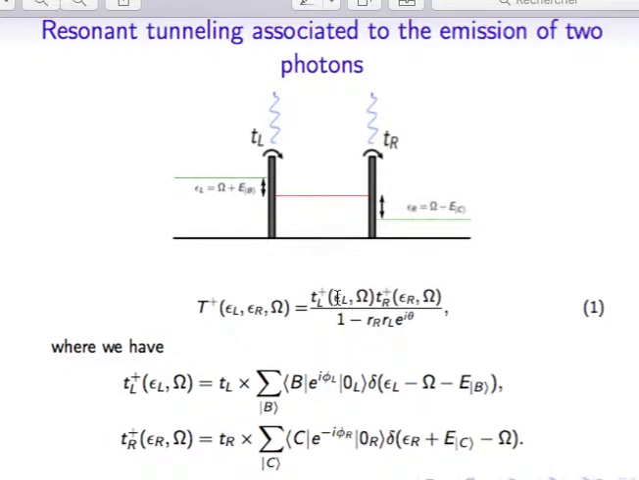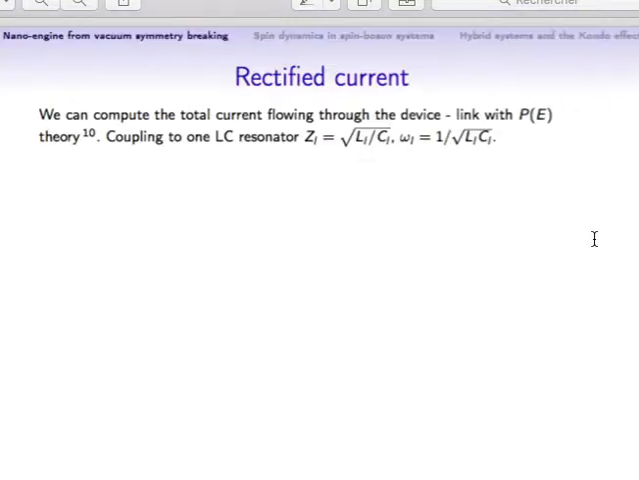which depends on epsilon L, epsilon R, and omega, the energy of the electron when it is between the two barriers. T L and T R plus are tunneling elements which are now dressed by the different photon emission processes. Integrating over epsilon L, epsilon R, and omega yields the total current.